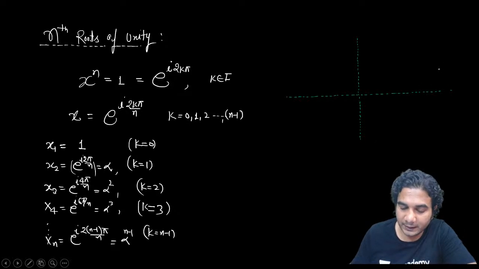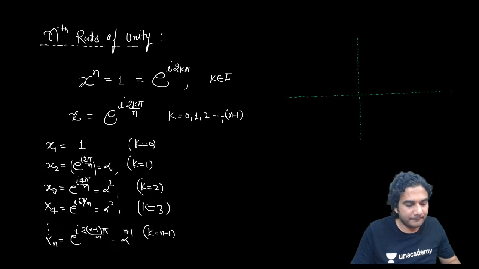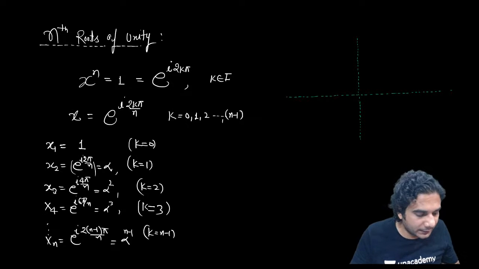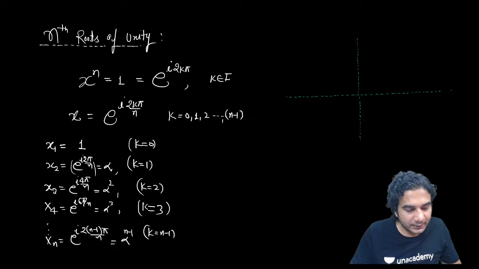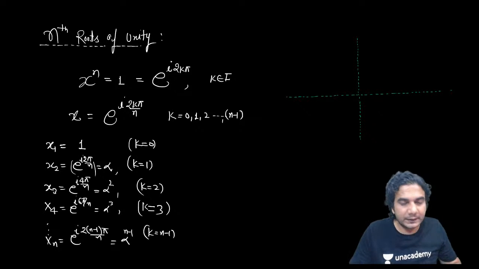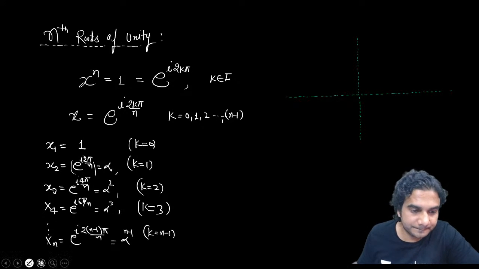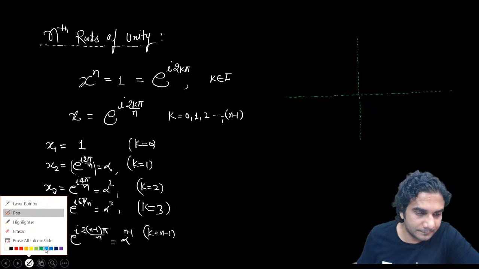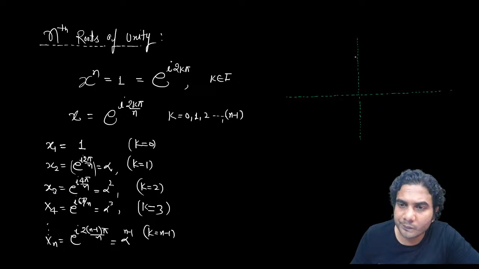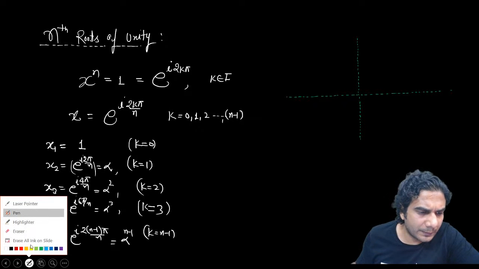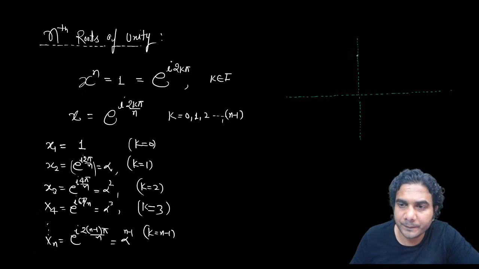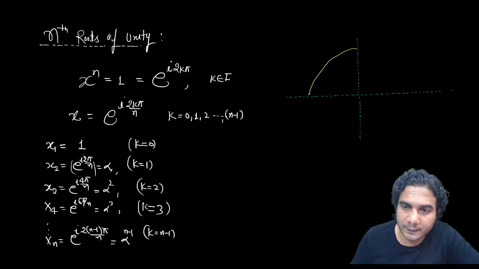So if you plot these n roots in the Argand plane, then what happens? We need to plot a circle in this case. So let's plot a circle with the same color. A circle of unit radius.